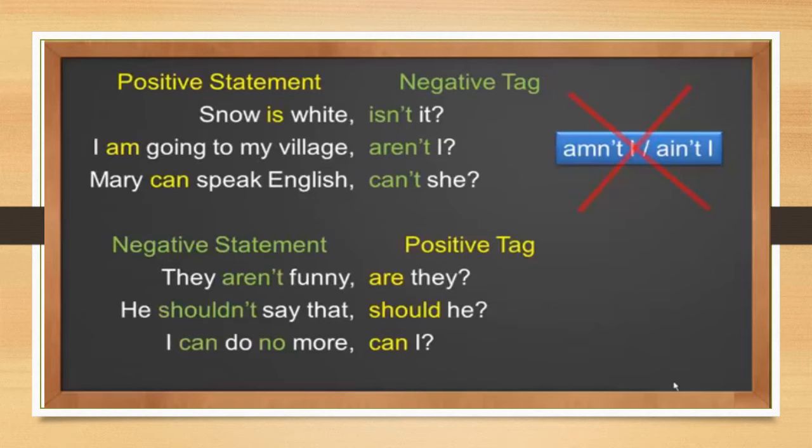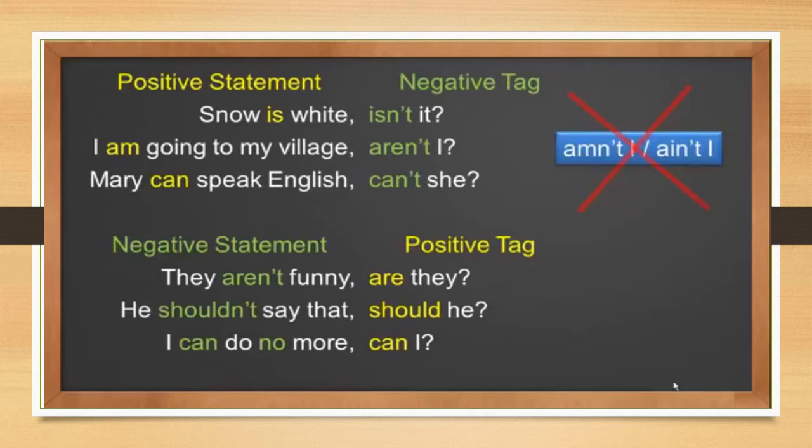Mary can speak English, can't she? We use she because the subject is Mary. She's a girl. Similarly, negative statement will have positive tag. They aren't funny. Now aren't is a negative verb, so we use positive tag. Are they? He shouldn't say that. The opposite of shouldn't is should. Should he?